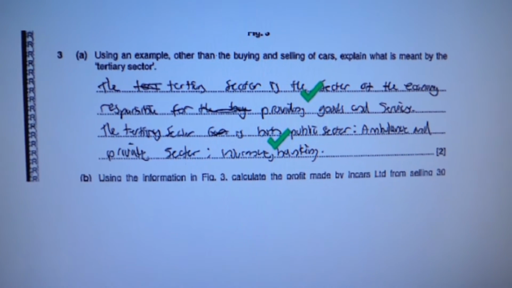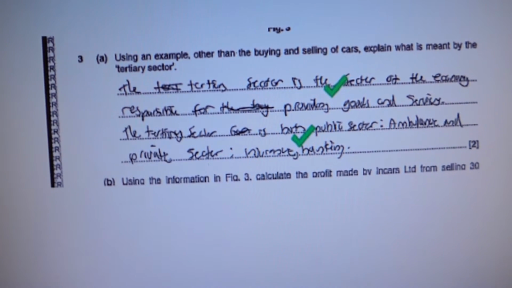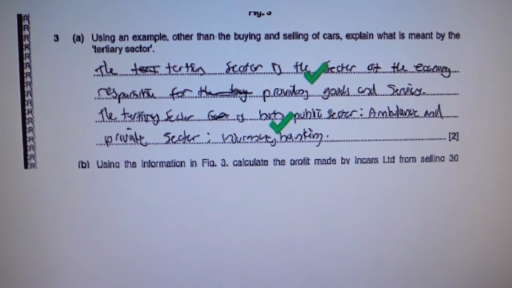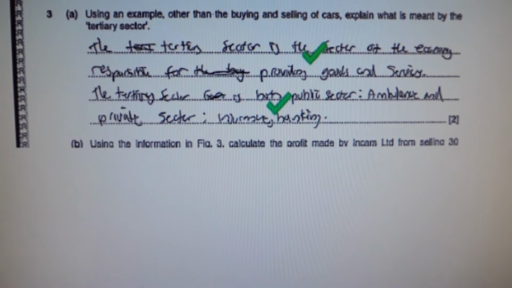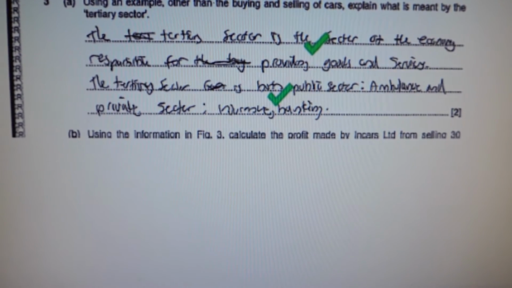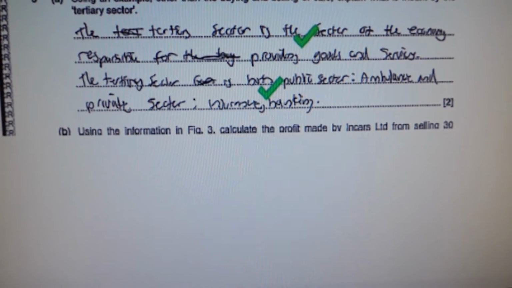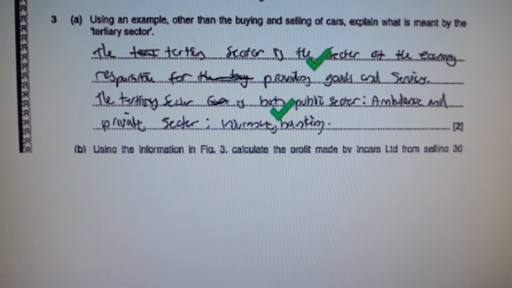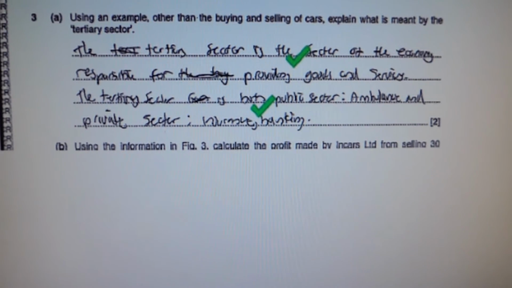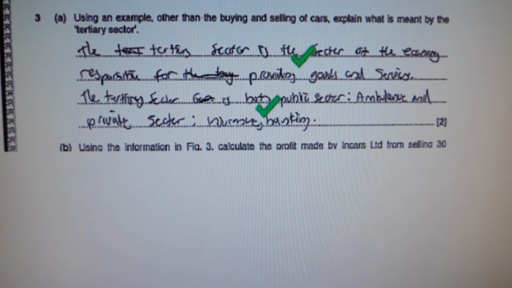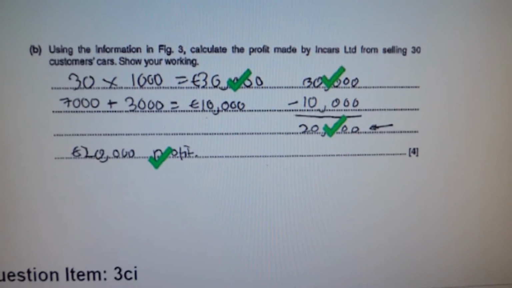So this is question 3A. Using an example, other than the buying and selling of cars, explain what is meant by the tertiary sector. This candidate has written, the tertiary sector is a sector of the economy responsible for providing goods and services. The tertiary sector is the public sector. So if you've got some idea that it's to do with service provision, and give a reasonable example such as the NHS or education, that type of service, then you get the 2 marks on that question. Straightforward. Let's move it along.